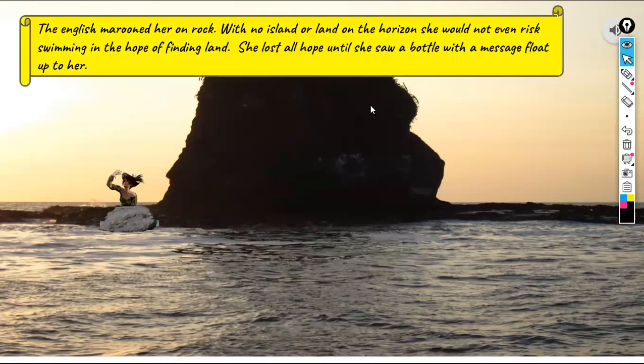I don't know if you all think she's deserving of it. I mean, she was a pirate, right? She probably deserved such a fate. You all could decide for yourself. So once she was on this island, she lost all hope. But then one day, while on the island, a bottle came floating in the water. So she grabbed the bottle.